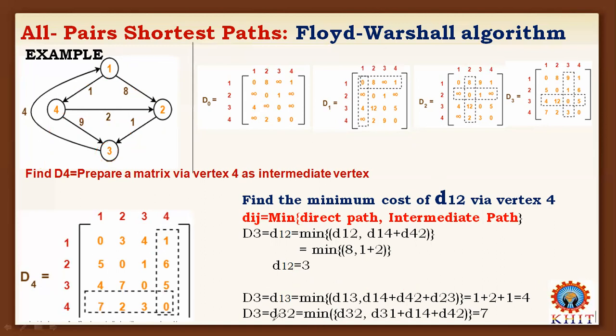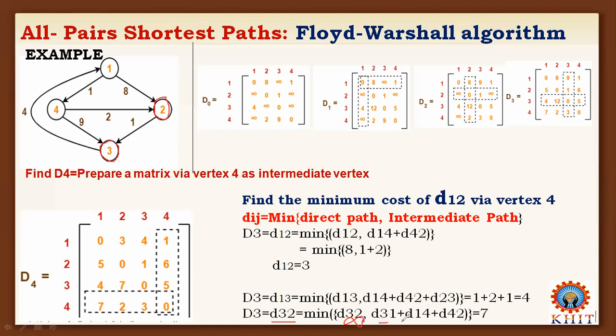Next, friends, we need to find the distance from 3 to 2. So this is vertex 3 and this is vertex 2. Find the minimum cost from vertex 3 to vertex 2. Observe or analyze: there is no direct path existing. So the distance from vertex 3 to 2 is considered as infinity.